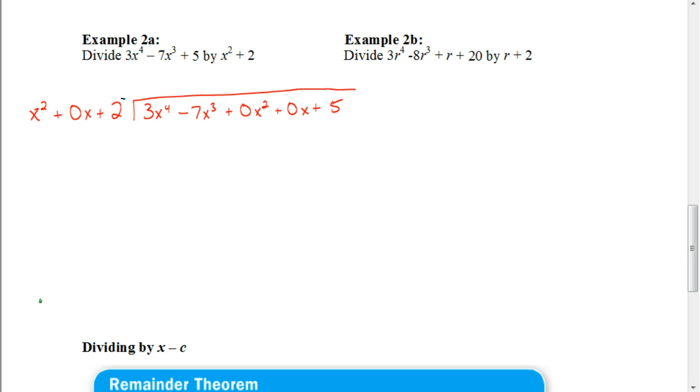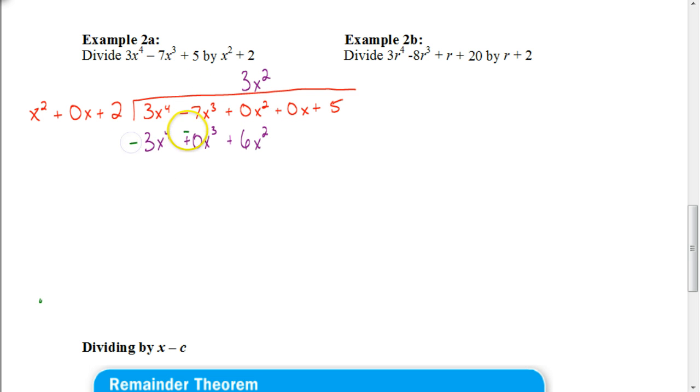Okay, so let's, again, just the same process as we had before. What times x squared would give us 3x to the 4th? Well, 3 times 1 would give us 3, so I just need to include an x squared. So it'll be 3x squared. You want to make sure that that 3x squared lines up with the 0x squared. So 3x squared times x squared is 3x to the 4th. 3x squared times 0x would be 0x cubed. 3x squared times 2 would be 6x squared.